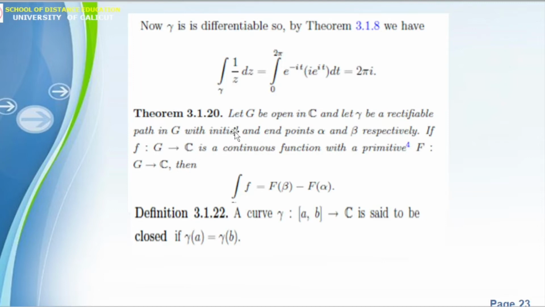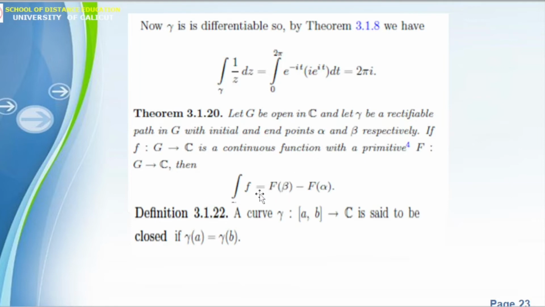And there is a theorem: let G be an open set in C and gamma a rectifiable path in G with initial and end points alpha and beta respectively. If f is a continuous function with primitive F, then we have the integral over gamma of f of t dt equal to capital F of beta minus capital F of alpha, the limits at the endpoints. That length of the interval will give you the integral of that value.